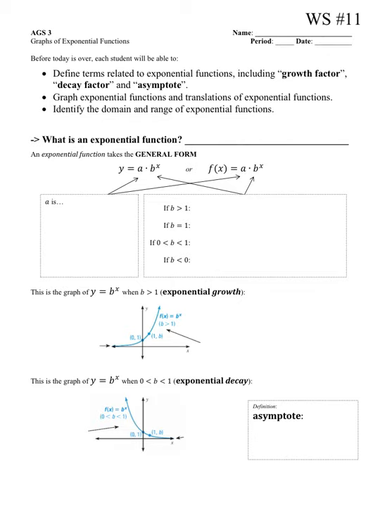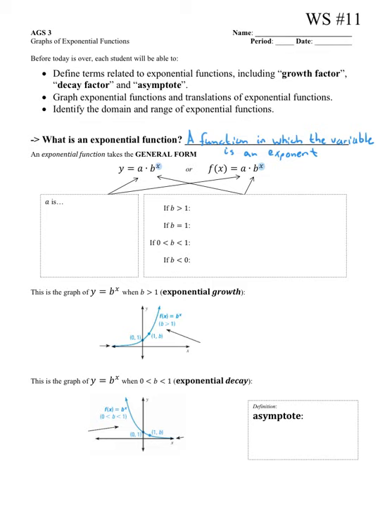So first, an exponential function is a function in which the variable is an exponent. That's how we would define an exponential function. So down here we have the general form of an exponential function written. It's like a times b to the x power. And the exponent happens to be the variable, the x. A and b are both constant terms.